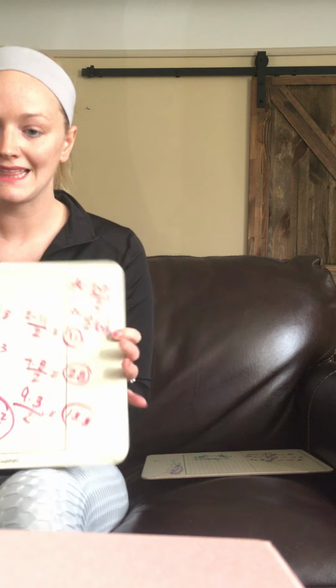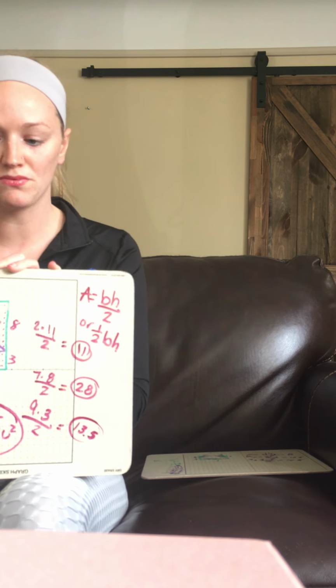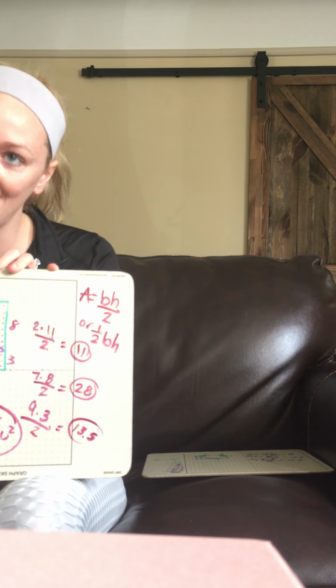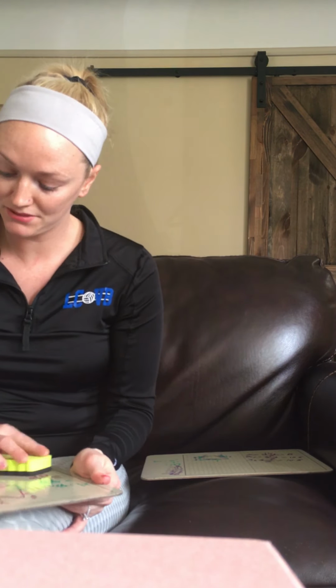All right, so that again is on a grid. That is what you're going to do. So I hope that helps you to clarify it. It's taking in multiple areas together. All right. The next lesson in this video is going to be the area of composite shapes.